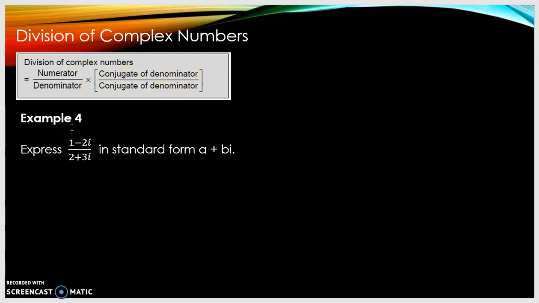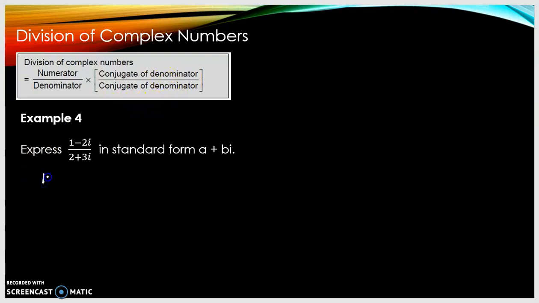Let's look at example 4. Let's say for this question, express 1 minus 2i over 2 plus 3i in standard form of a plus bi. In order to transform this fraction, which is the complex number in fraction form, into standard form, what we have to do is multiply with the conjugate of the denominator.